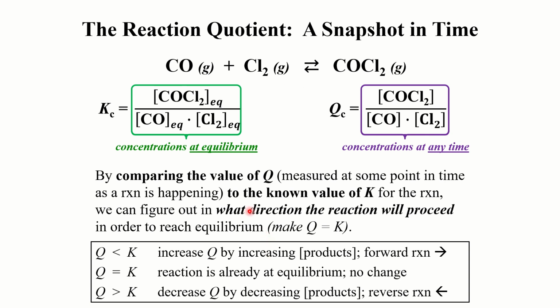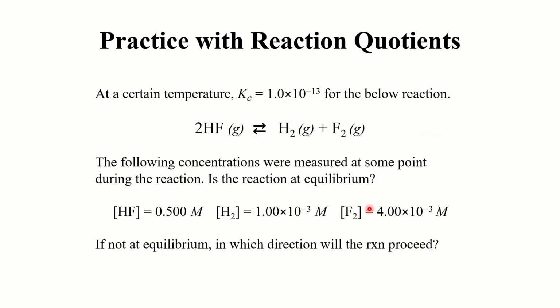Or we could say that the reaction would proceed in the reverse direction, from the right back to the left, to decrease the products and increase the reactants. So this is how Q can be very helpful to us. We can compare its value to K and then analyze that and determine which direction the reaction will proceed: left, right, or it's already at equilibrium. So let's practice with some reaction quotients.